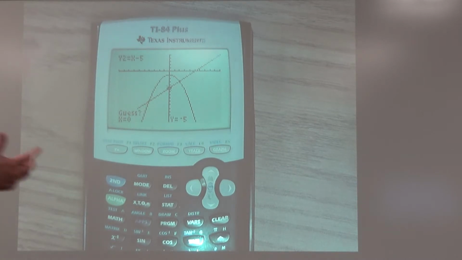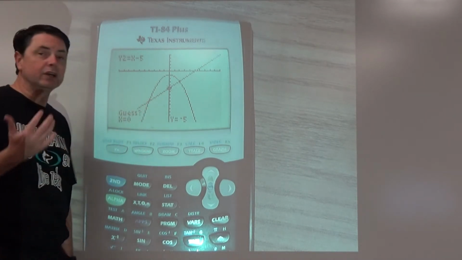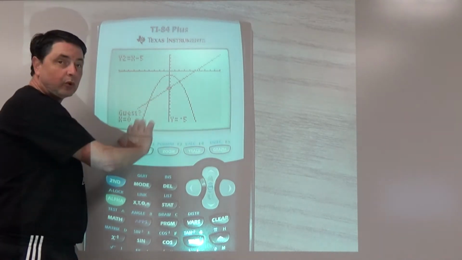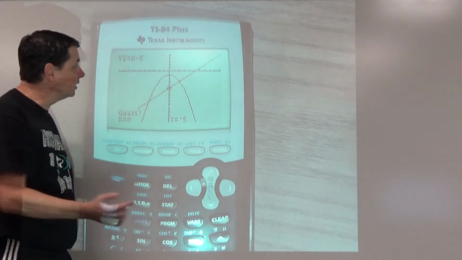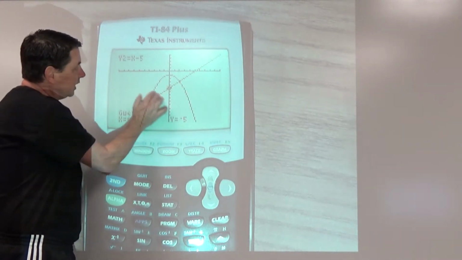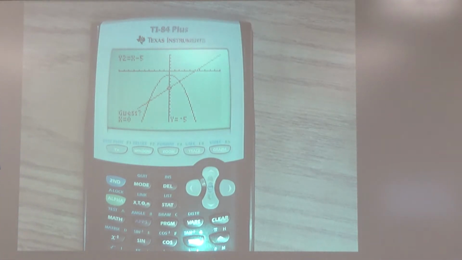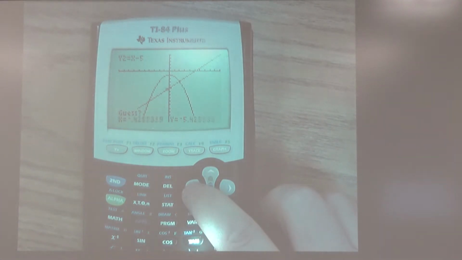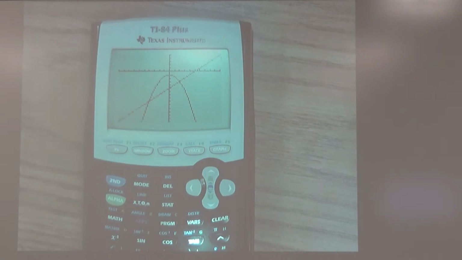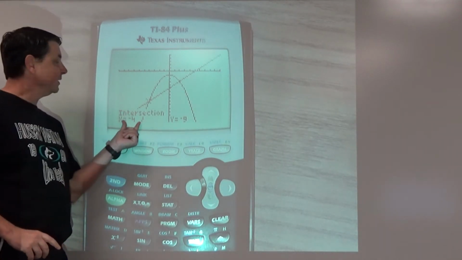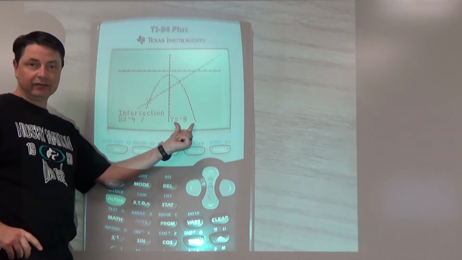Now usually for other things I don't have a guess, but here the guess is going to help it narrow down to which of these points of intersection we're going to find. So I'm going to arrow over to the left and get a little bit closer to here to help it narrow in on that one. So my guess is going to be right there, and it comes up with an intersection point of -4, -9.